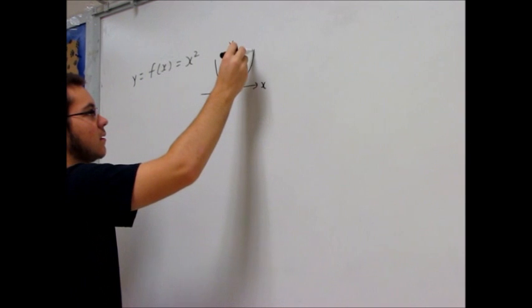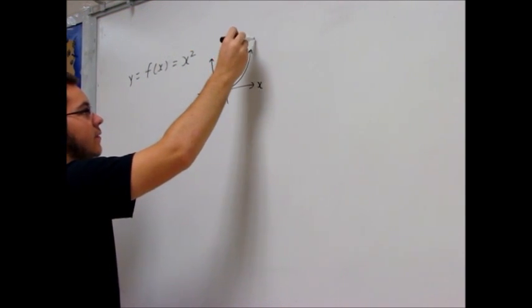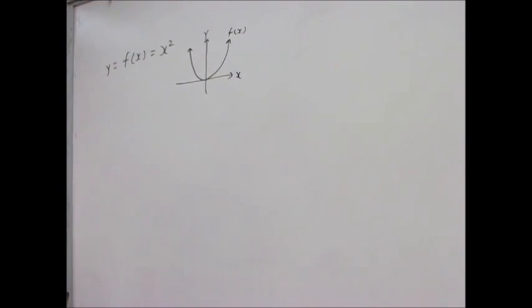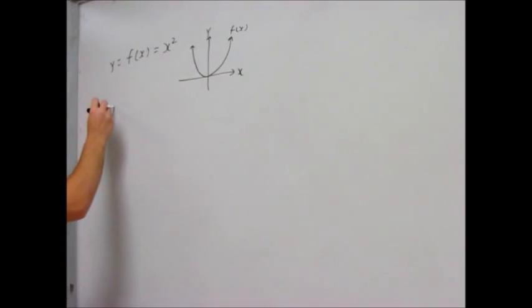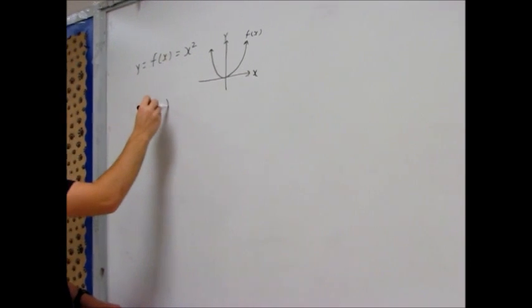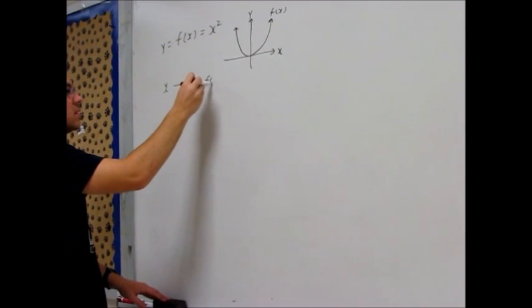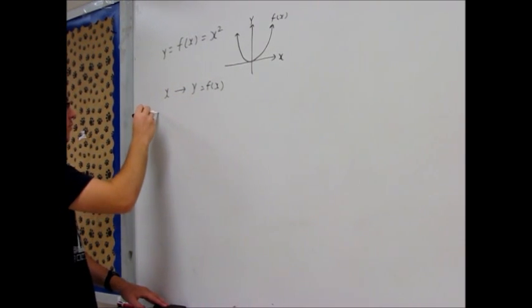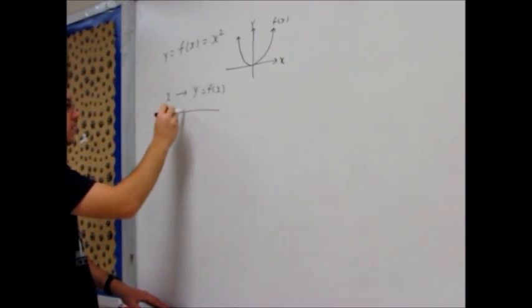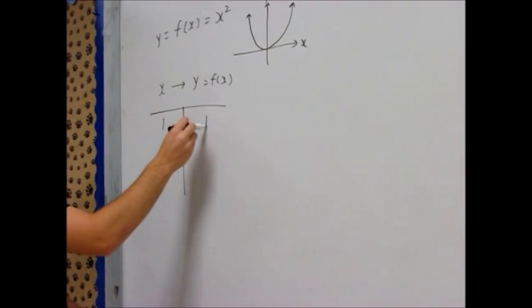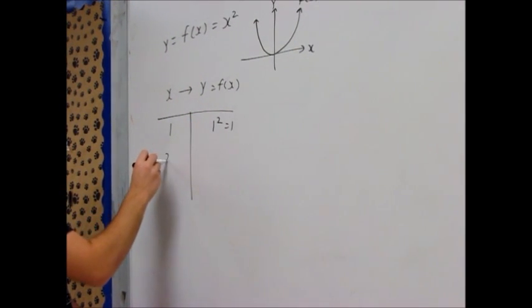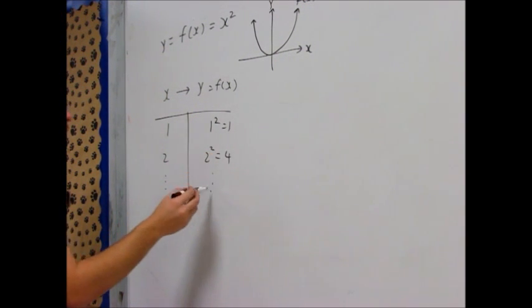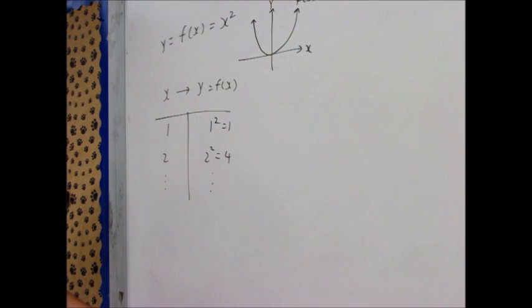Graph something like this, f of x. Basically, you have an input x that goes to an output y, or f of x. So x becomes x squared, so whatever input you put in, 1 would be squared, 1 squared, which is 1. 2 would become 2 squared, which is 4. And so on for all x values, pretty much.